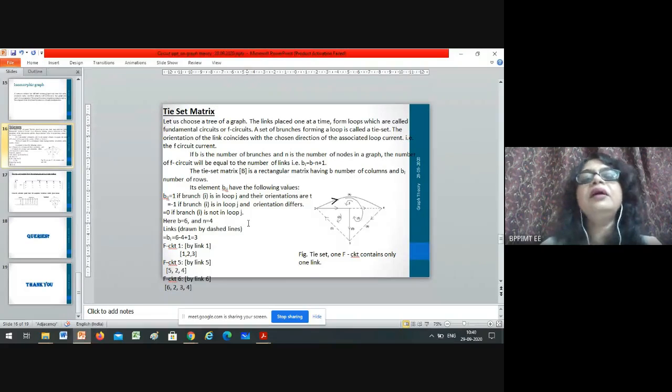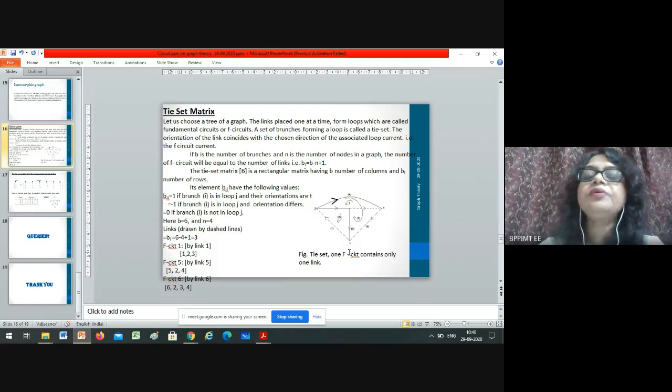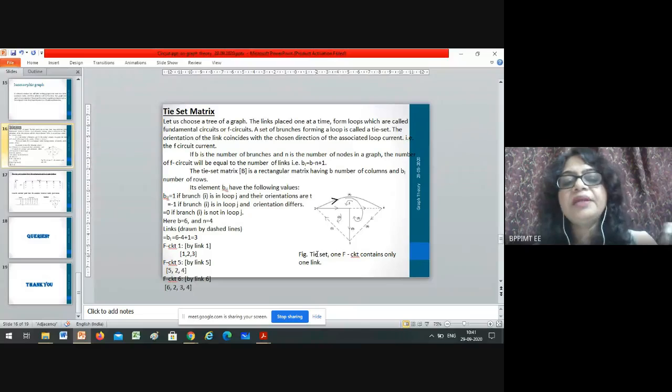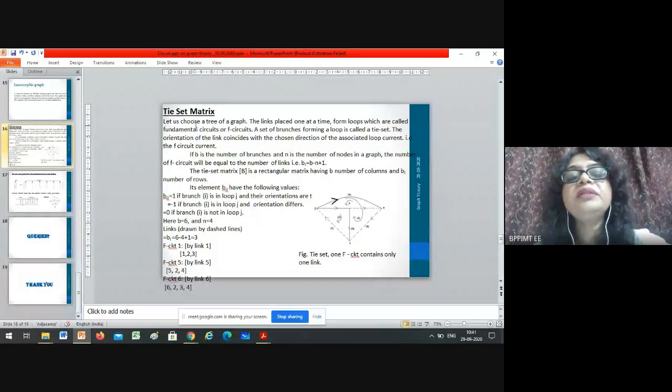Now there is another matrix, that is the tie-set matrix. Till now you are acquainted with what matrix? Incidence matrix. Now I will explain the tie-set matrix. Regarding the tie-set matrix, you have to have an idea about the tree, and you have to consider a particular tree. After that, you will deal with the tie-set matrix. In the incidence matrix, the matrix was with the combination of branches and nodes, right? Yes, ma'am. Horizontally it was branches and vertically it was nodes.